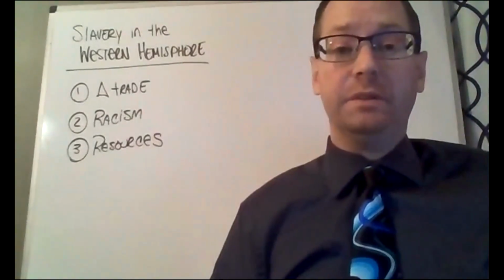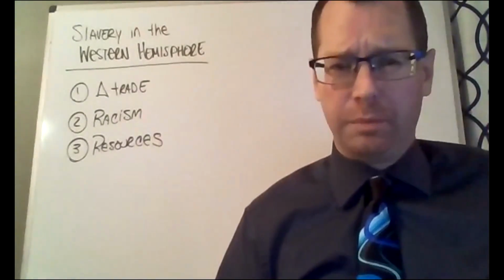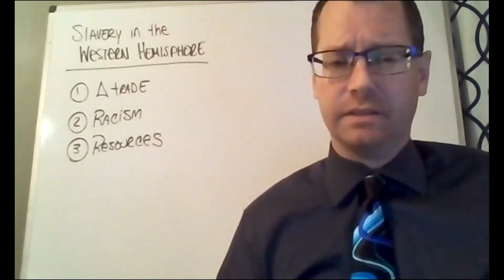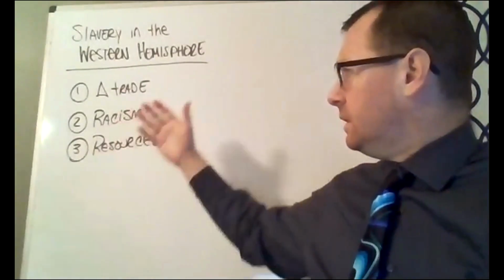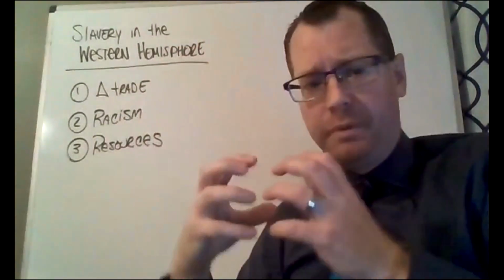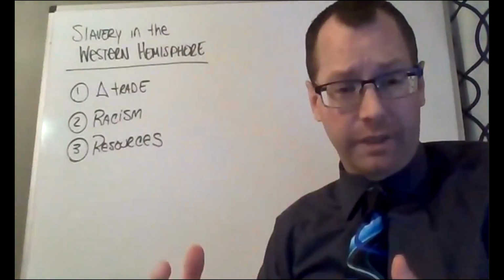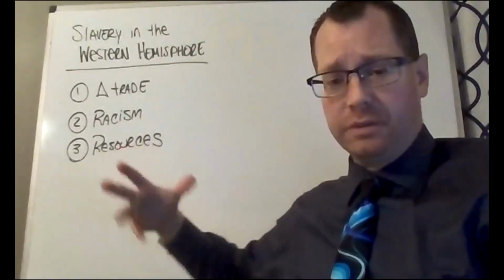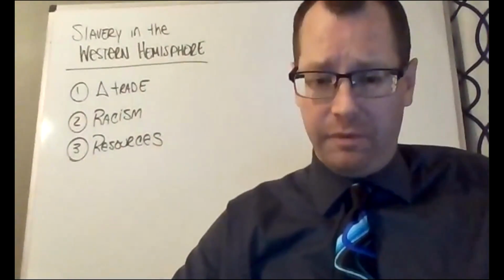I didn't want to have music playing because I didn't feel it was really appropriate when we consider the nature of the topic that we're about to discuss today. Your major goals are to understand that slavery in the Western Hemisphere was built through the system called triangle trade, or the transatlantic slave trade. We're going to be looking at racism and resources as driving focuses for that.